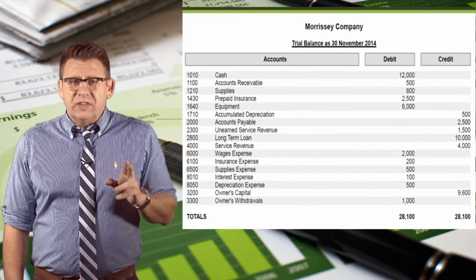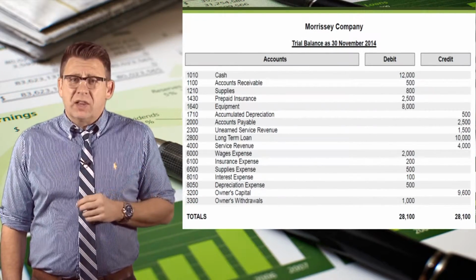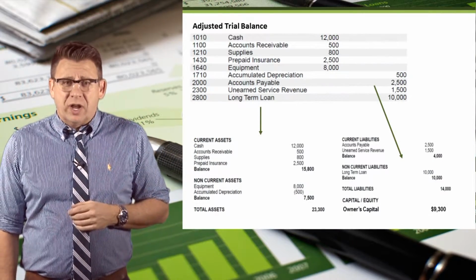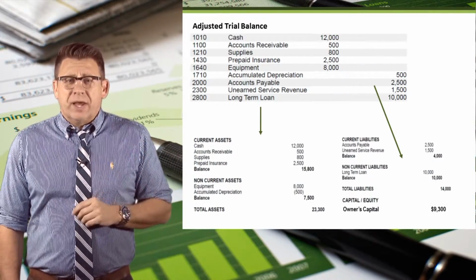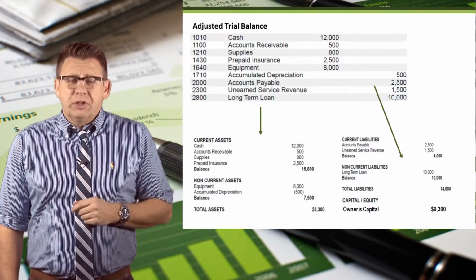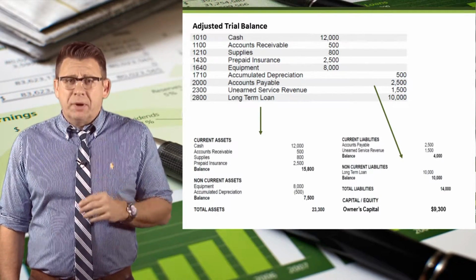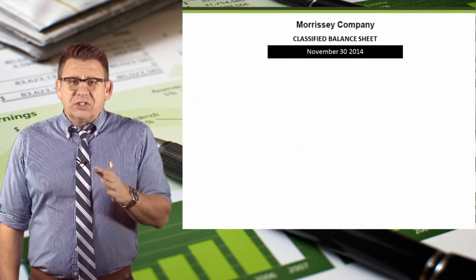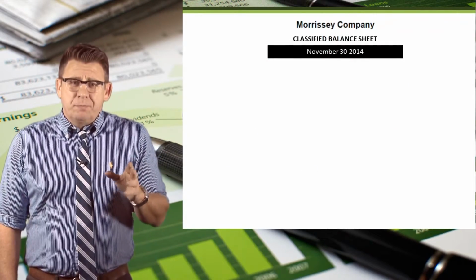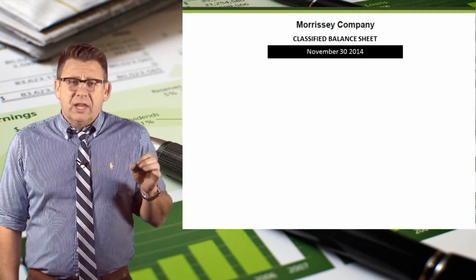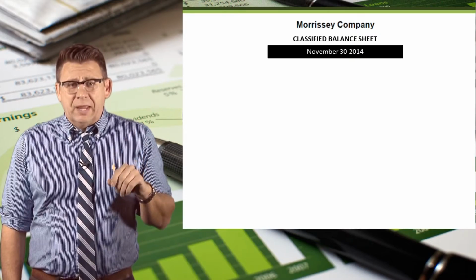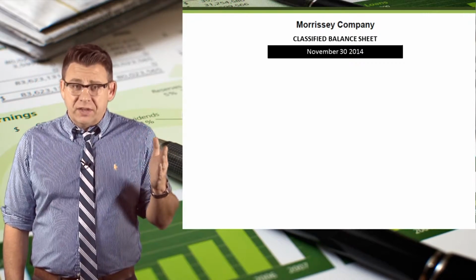So let's use the adjusted trial balance and prepare the classified balance sheet. We take the assets and liabilities from the trial balance and we put those on the balance sheet. Additionally, we will use the ending owner's capital balance from the statement of owner's equity. The balance sheet has a company name, the name of the financial statement, and the date, which is either just the date or sometimes as of and then the date.